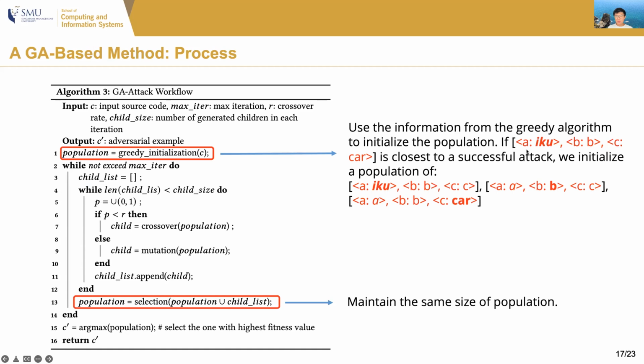So in this example, we can initialize a population of 3 chromosomes. For each of them, just one variable is changed. Then we perform crossover and mutation to generate the children programs. After generating children in one iteration, we merge them into the current population and perform a selection. GA attack always maintains a population of the same size and discards the chromosomes that have lower fitness function.